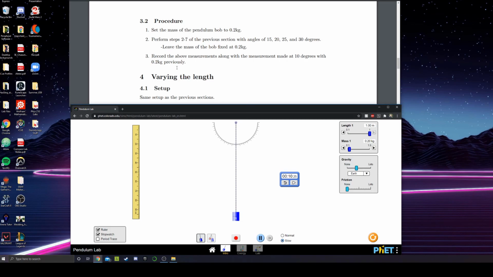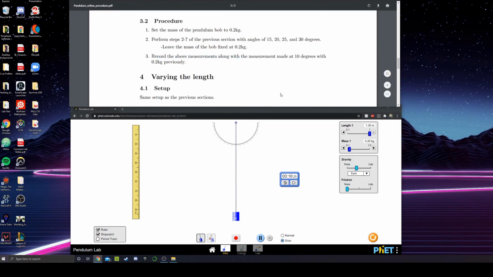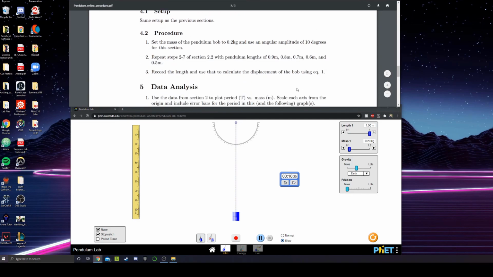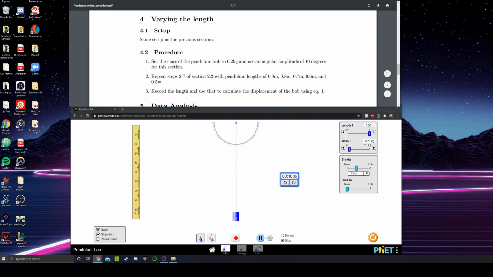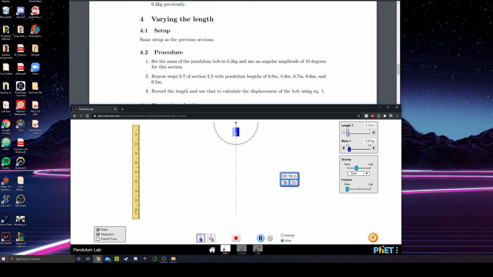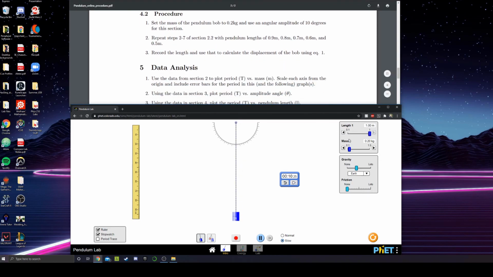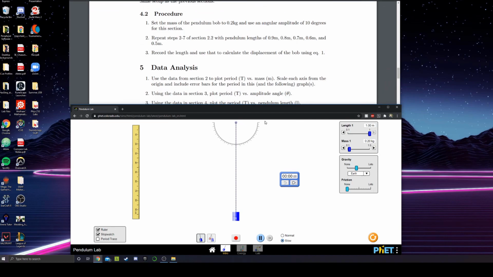All right, great. So record all of that, and also add in the measurement that you made before at 10 degrees with 0.2 kilograms, just because we already did that one before, so why make ourselves do it again? And this time we're going to vary the length of the pendulum. So the length of the pendulum we can set between 0.1 and 1 meter. So we already made all those measurements at 1 meter, so I don't think we're going to be making any measurements at 1 meter here.